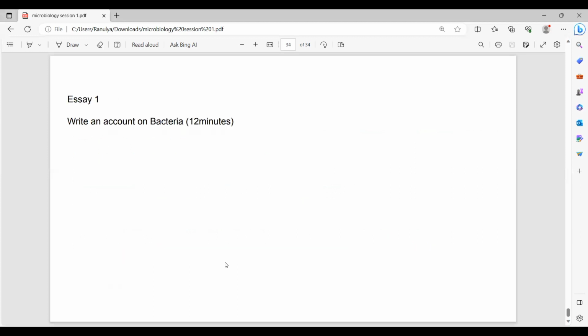We have an essay question also. So please do this as a homework, right? Copy down the question, write an account on bacteria. For this essay, you have to include whatever the features that you learn in Unit 3 under the domain bacteria, and also the morphological forms, physiological modes, nutritional modes, reproduction about bacteria that you learned today. And also you can draw a bacterial cell, right, and label it. 12 minutes. Okay, this is the essay question.